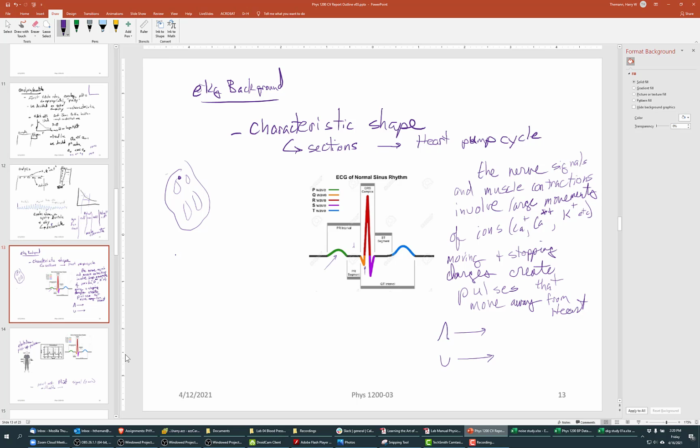That's important. And then you say, look, whenever these nerves and muscles do their thing, whenever there's a nerve signal or muscle contraction, large numbers of ions move. It's the calcium 1 plus, calcium 2 plus, the potassium, among others. And anytime ions move, they're charged particles. Anytime they move and stop, or move and change directions, you create a pulse.